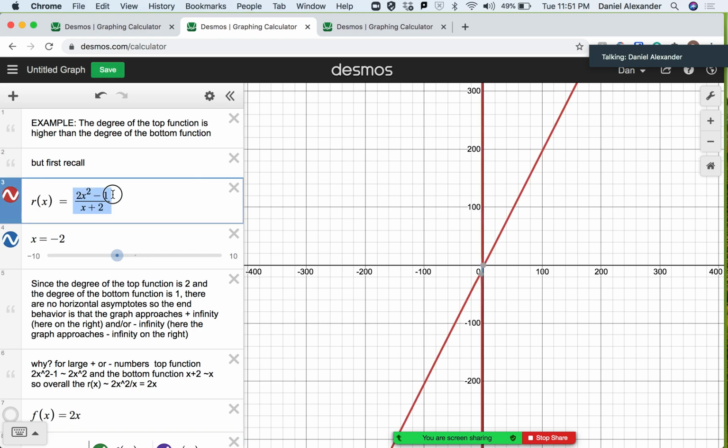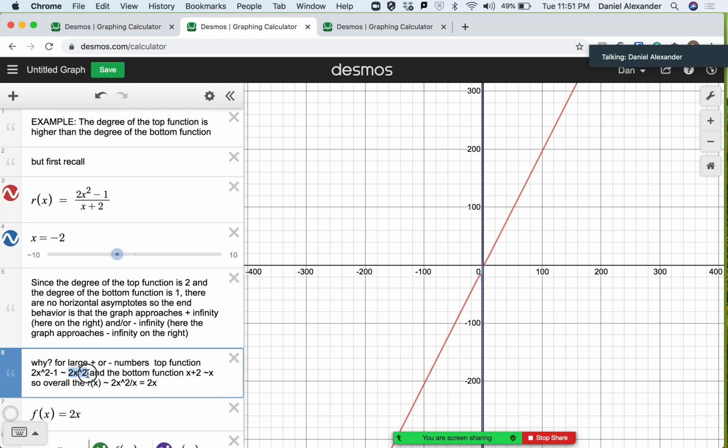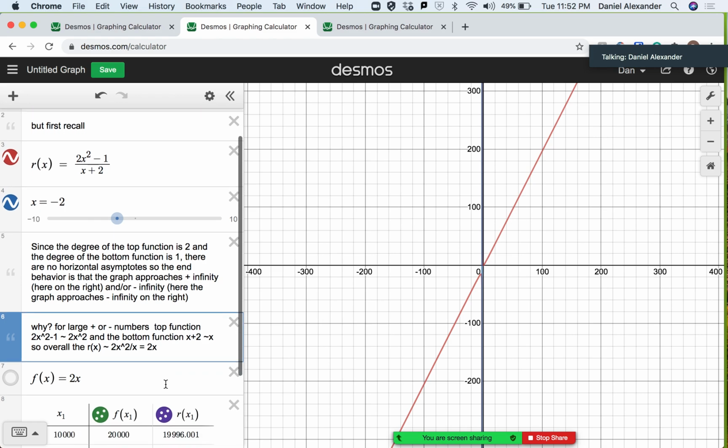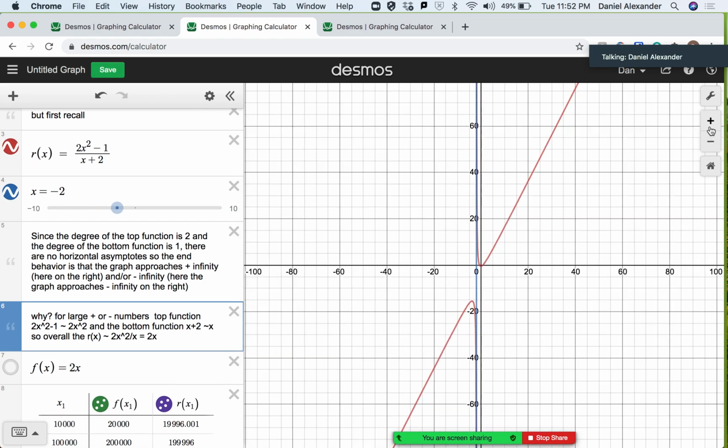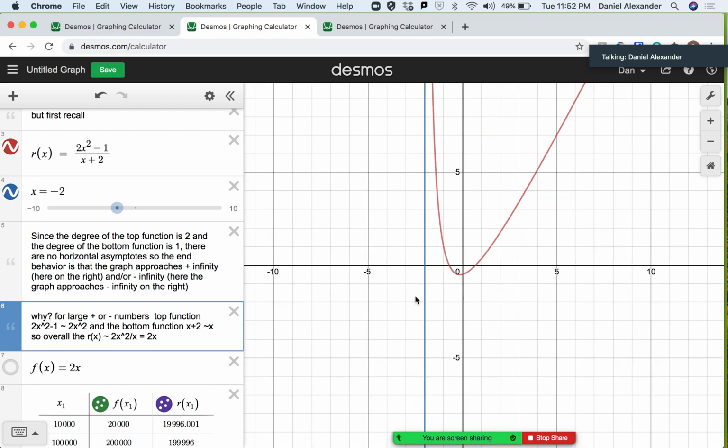For large numbers, 2x squared minus 1 is really just about 2x squared. And for the bottom, x plus 2 is really just going to be about x. So r of x is going to be more or less, for large numbers, 2x squared over x, which is 2x. And just to accentuate that, let's go back here. I want to zoom in a little bit so we can see the graph. We've got the vertical asymptote. Now I'm going to put in the function 2x.